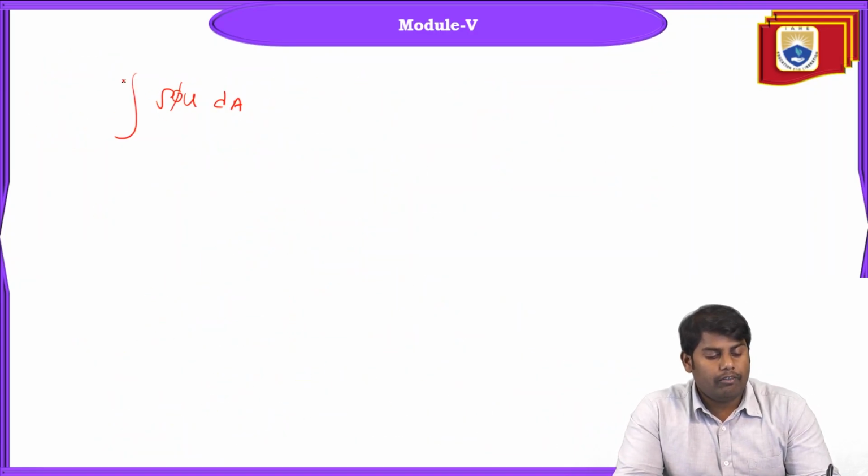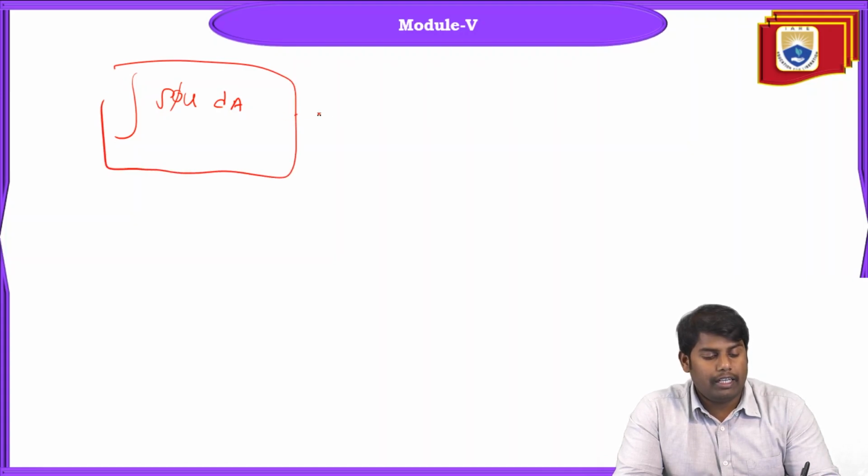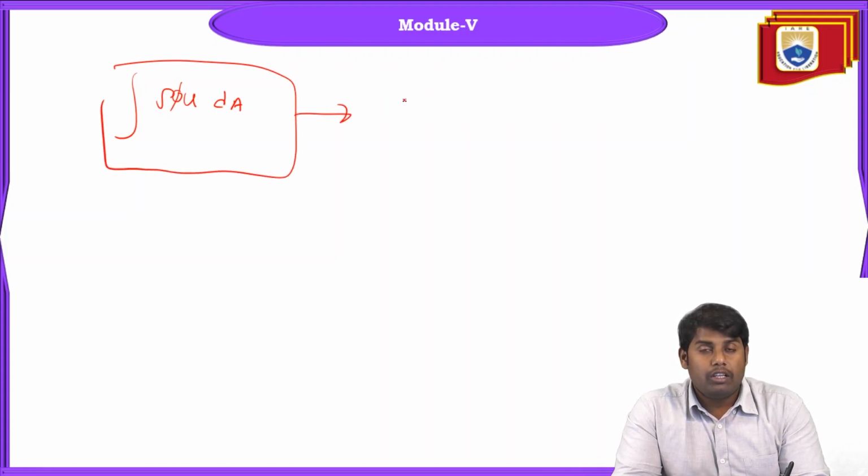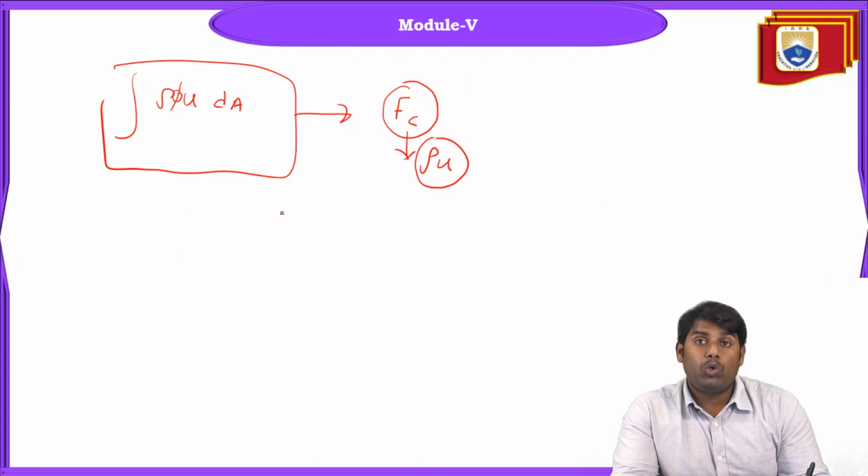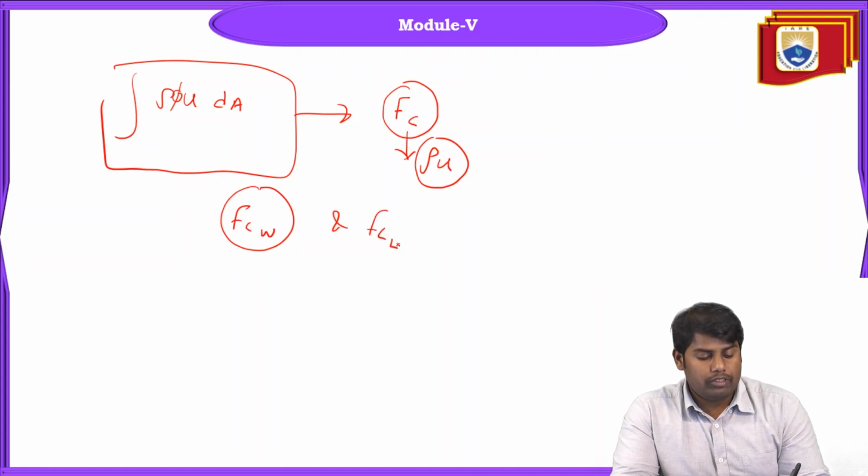So here what we will assume to simplify is Fc, which is nothing but the convective force, or let's say the convection. So Fc is nothing but rho into u. Okay. So we have two things: Fc of W, which is of the west side, and Fc of the east side.